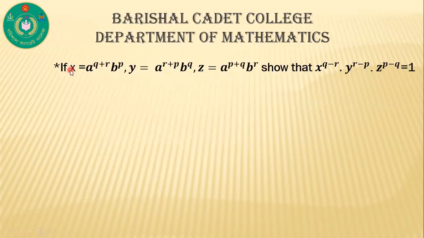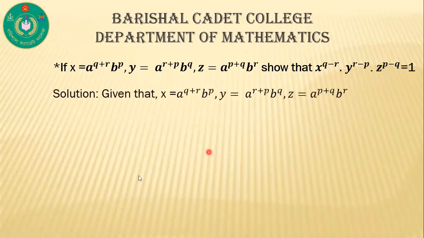Now another question. If x is equal to a to the power q plus r, b to the power p, y is equal to a to the power r plus p, b to the power q, z is equal to a to the power p plus q, b to the power r, show that x to the power q minus r, y to the power r minus p, z to the power p minus q is equal to 1. Now given that this term, and left hand side this term.